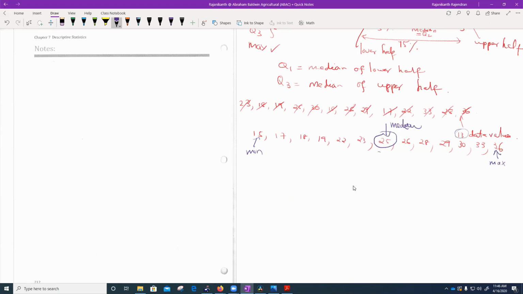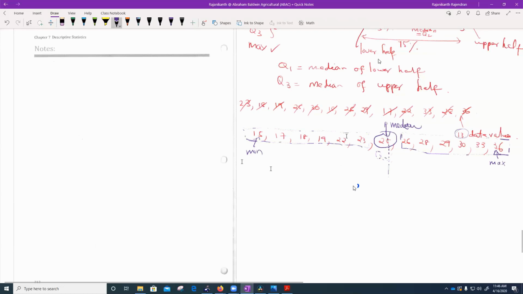Right? That is my Q2, no? So that means this guy, the median, is going to divide the entire data set into two equal pieces. This is going to be my lower half. This is going to be my upper half of the data values, right?